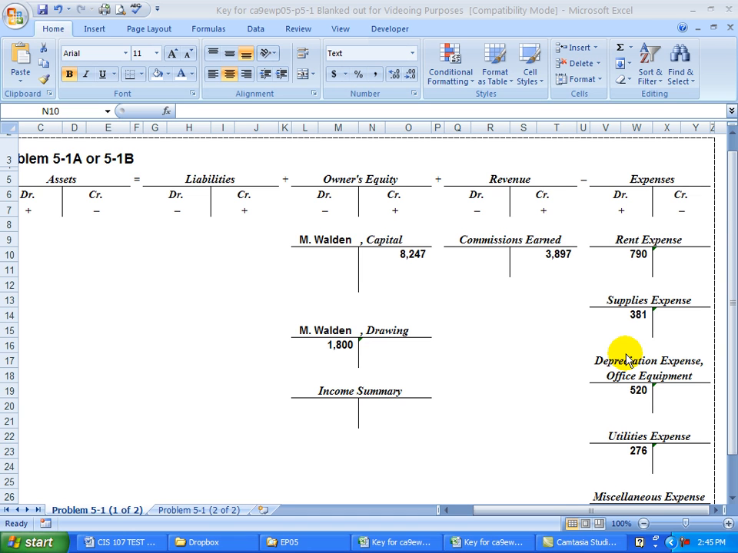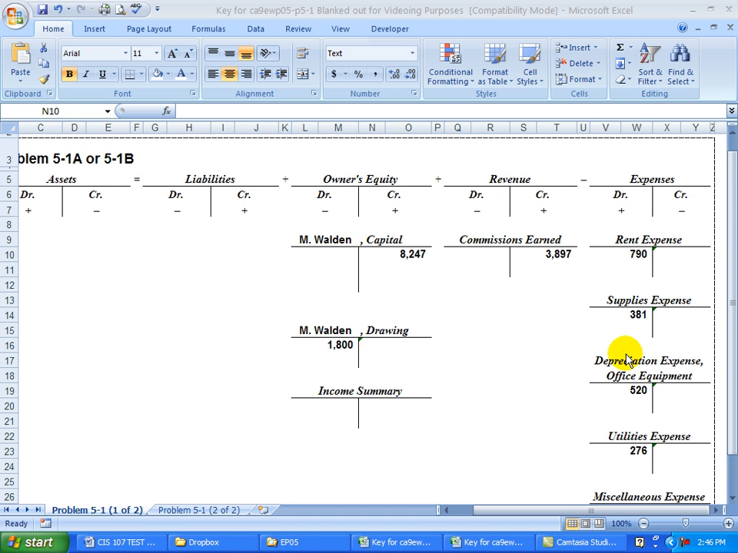R is to close the revenue accounts, E represents the closing of the expense accounts, I is closing the income summary, an account that we use only for the closing entries, and D is for closing drawing. The purpose of the closing entries is to bring capital up to date and to start off fresh with revenue, expenses, and drawing for the next fiscal period.